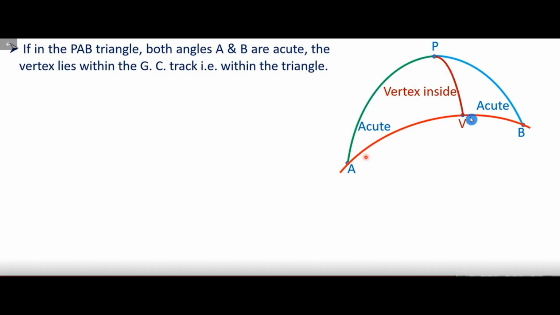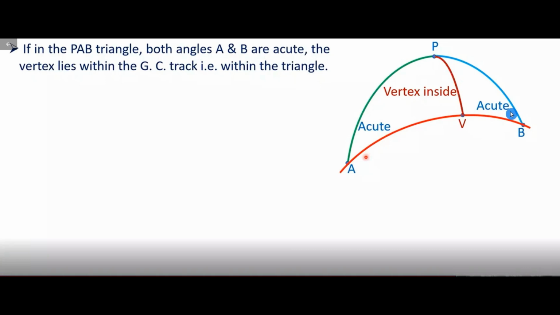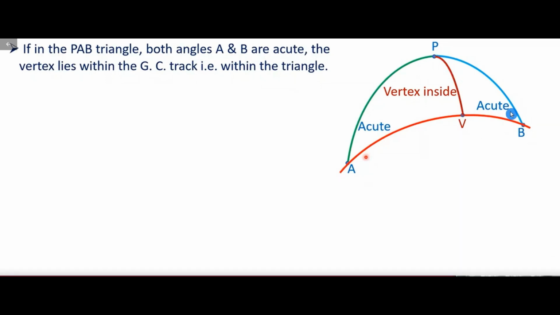Now, once you find these two angles, look at them carefully. Whether these angles are acute, acute means less than 90 degrees, or is any one of them obtuse? Obtuse means greater than 90 degrees.